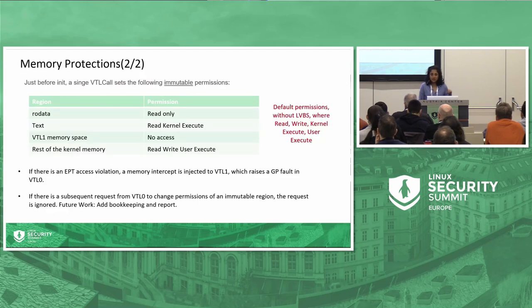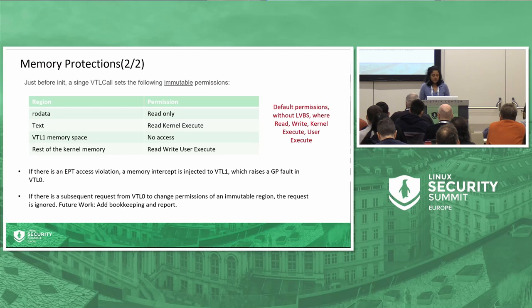This is a single call, just at the end of the boot sequence before the first user space process is called. It's an immutable call. Once these permissions are established, VTL 0 can no longer explicitly change these permissions in the EPT. And secondly, we issue a lockdown VTL call from VTL 0 to VTL 1, upon which VTL 1 revokes access to most of these VTL calls that establish the protections. So this ensures that the protections we set are immutable.